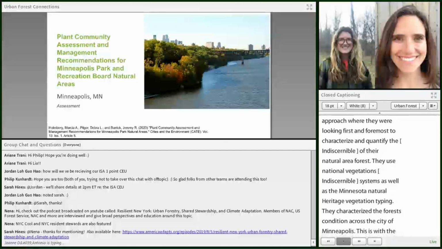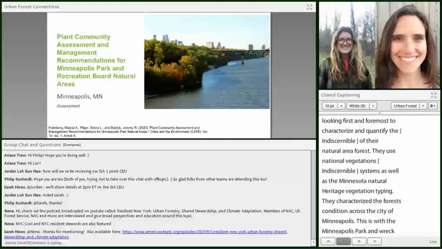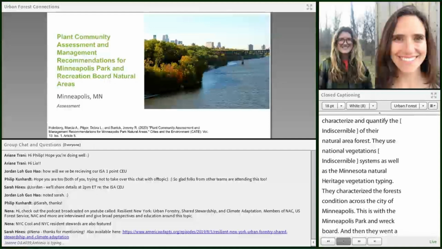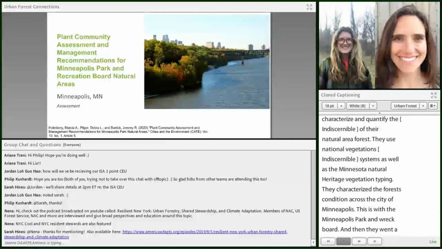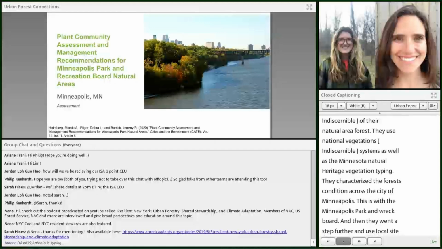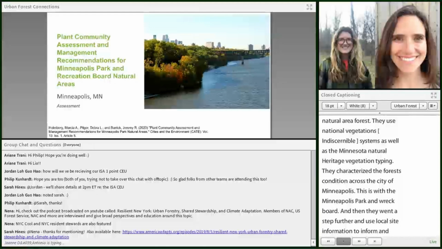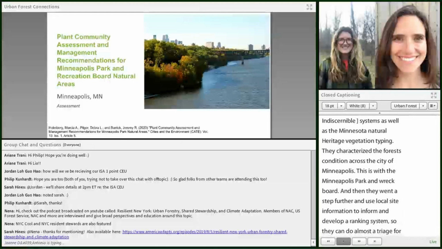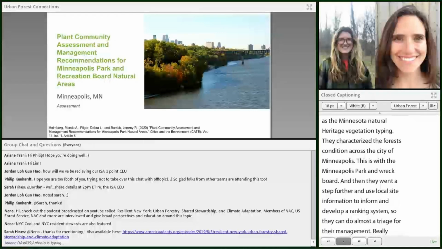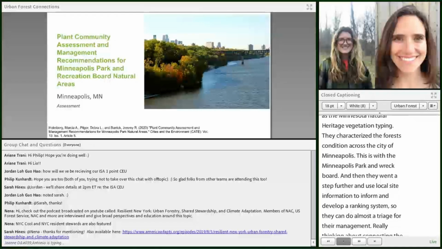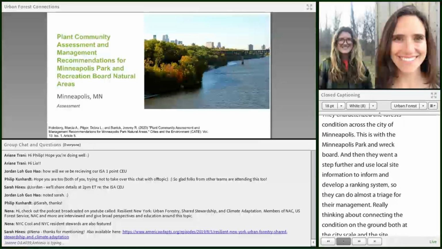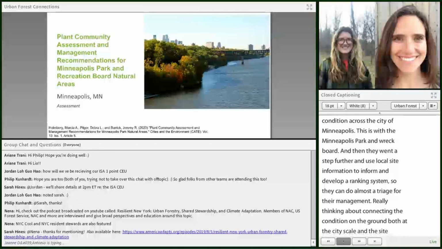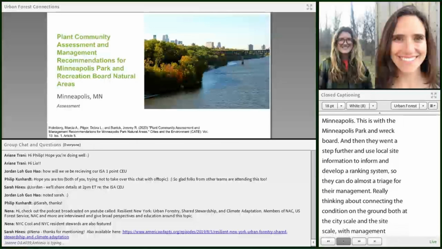And then they went a step further and have used local site information to inform and develop a ranking system so they can do almost like a triage for their management. And so really thinking about connecting the condition on the ground, both at the city scale and at the site scale, with management recommendations. So that's also a very interesting case study that I would encourage everybody to check out.